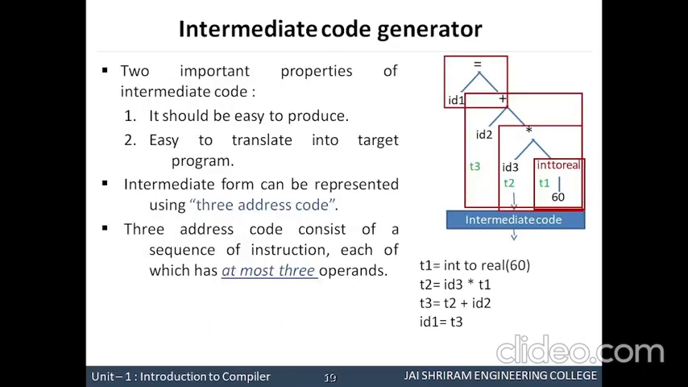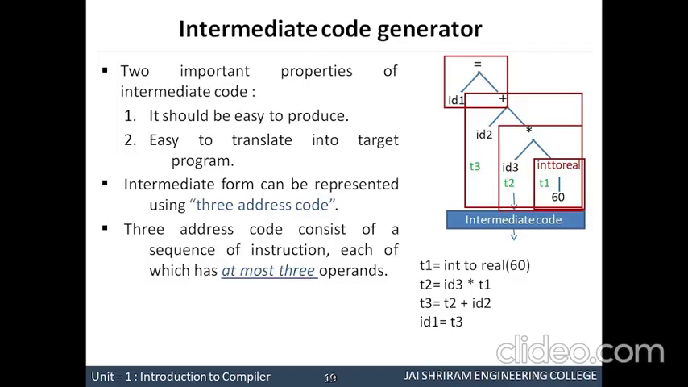Then next we move to the intermediate code generator. Here the compiler translates the source program into an intermediate representation, which is independent of the target machine. The two important properties of intermediate code: the first one, it should be easy to produce; second, easy to translate into the target program. Intermediate form can be represented using three-address code. Three-address code consists of a sequence of instructions which contain a maximum of three operands.